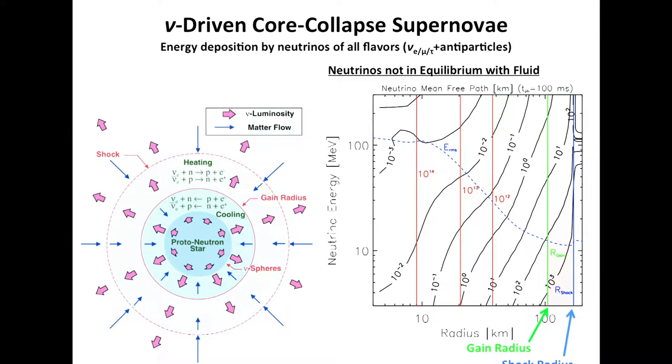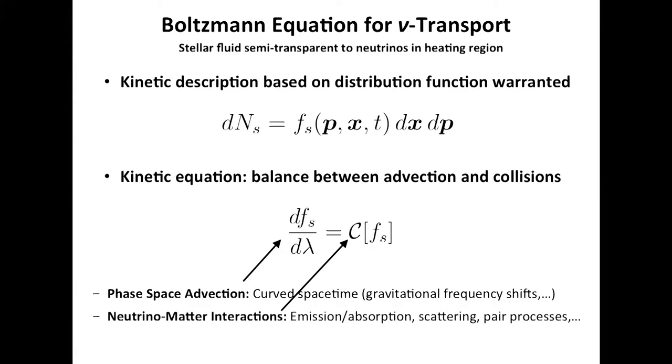So here is a plot showing the contours of the neutrino mean free path versus radius and neutrino energy. And this is the RMS energy of neutrinos in this region. This region here is the heating region, which is between the gain radius and the shock. And this is the critical region where we compute the energy and momentum transfer. And here the mean free path is on the order of from 10 kilometers down to 1,000 kilometers. So the mean free path is much larger than typical length scales in the system. So a kinetic description is warranted to study this exchange.